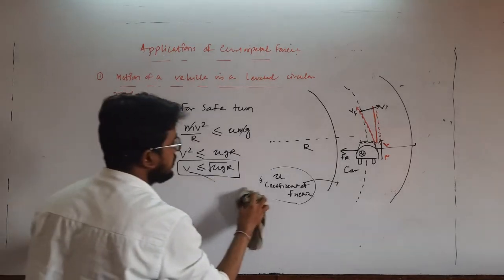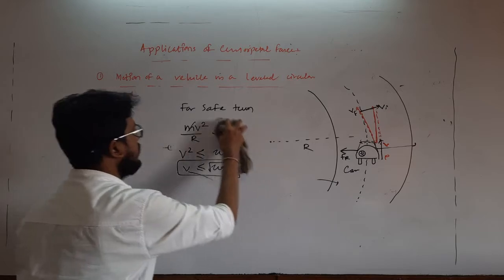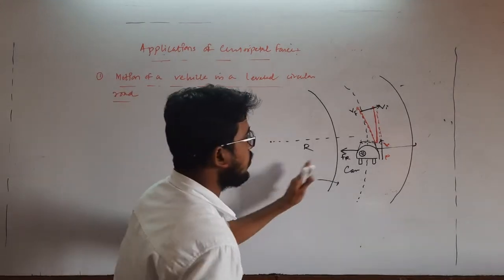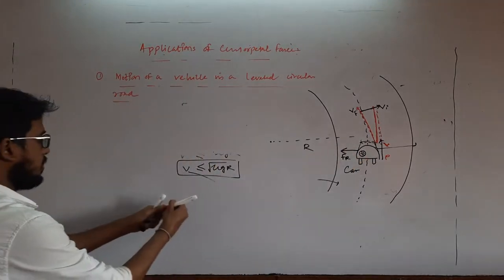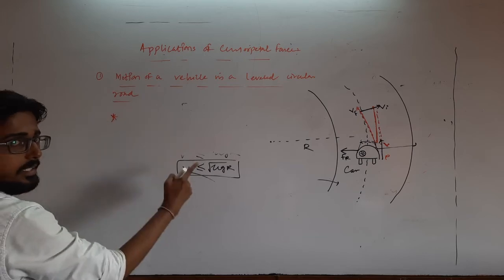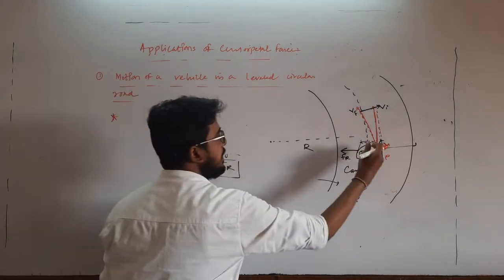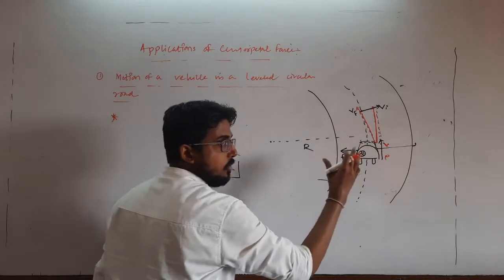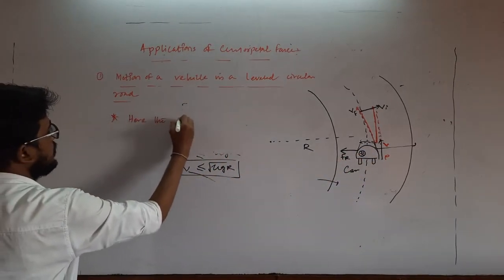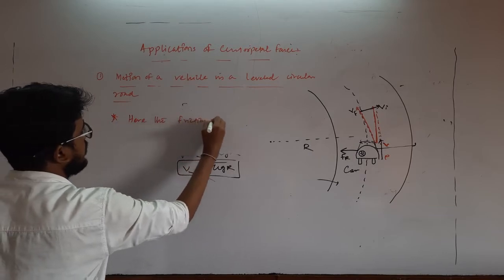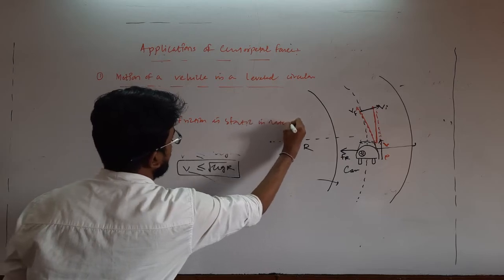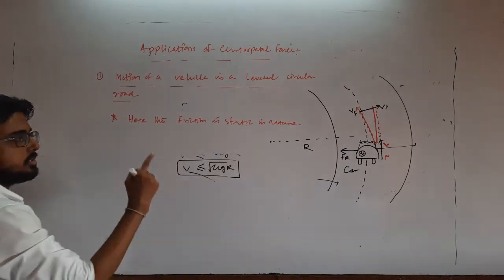So what is the friction acting on this during the circular motion? As there is no sliding taking place, so the friction on the vehicle acting is what? It's not kinetic, because there is no sliding of the vehicle on the road, so the friction is static. So here the friction is static in nature during the motion, because there is no sliding.